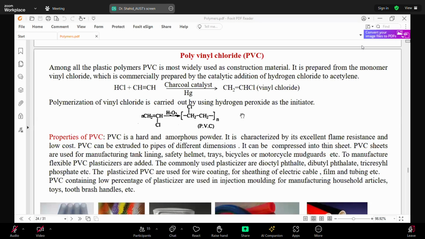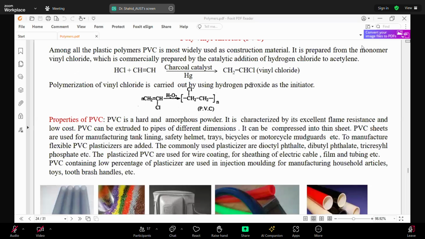Okay. So at first you have to prepare the vinyl chloride from acetylene with the reaction of hydrogen chloride in the presence of charcoal catalyst and mercury. Can you understand this reaction? HCl reacts with acetylene to form vinyl chloride. You have to remember that this is the structure of vinyl chloride: CH2=CHCl. Now, the polymerization of vinyl chloride is carried out by using hydrogen peroxide as the initiator.